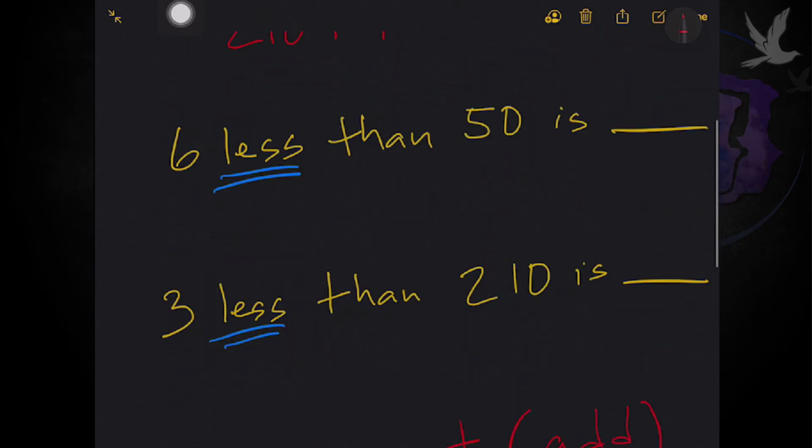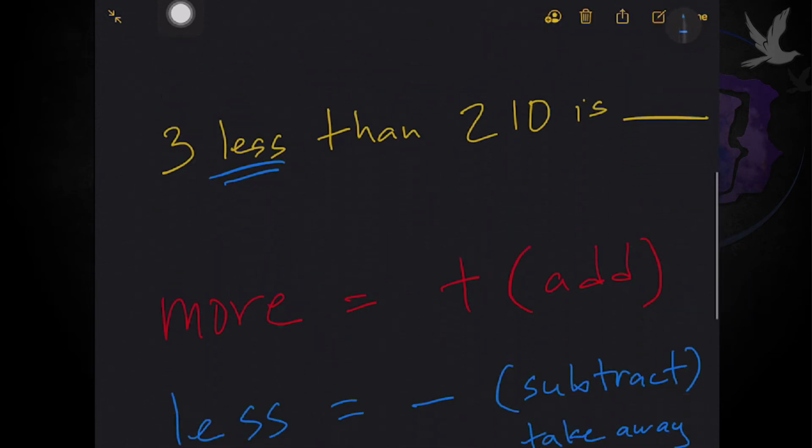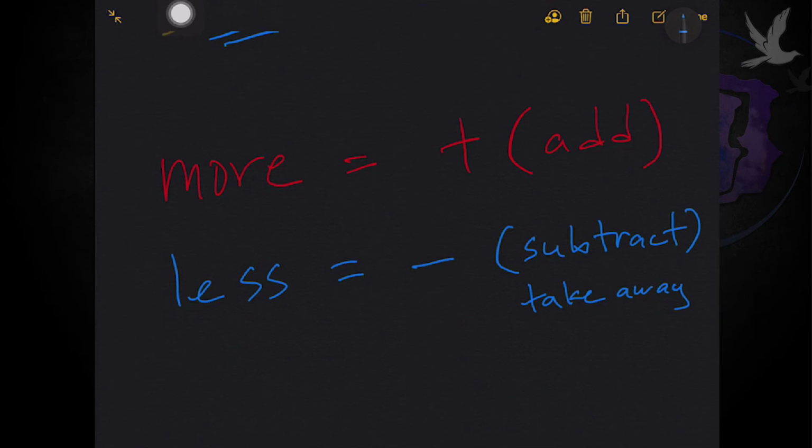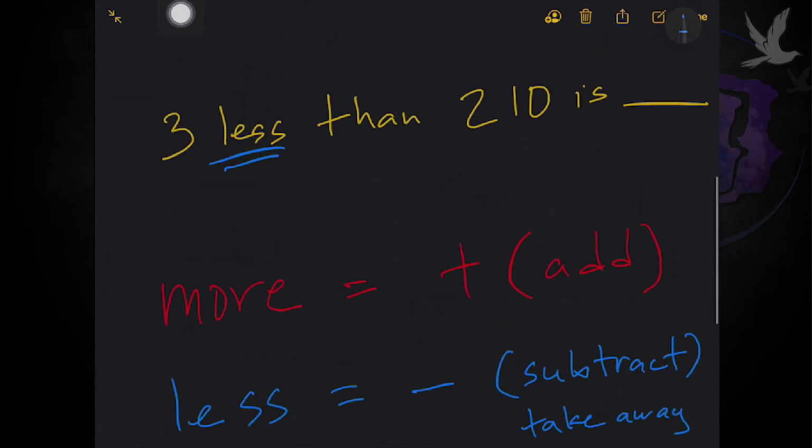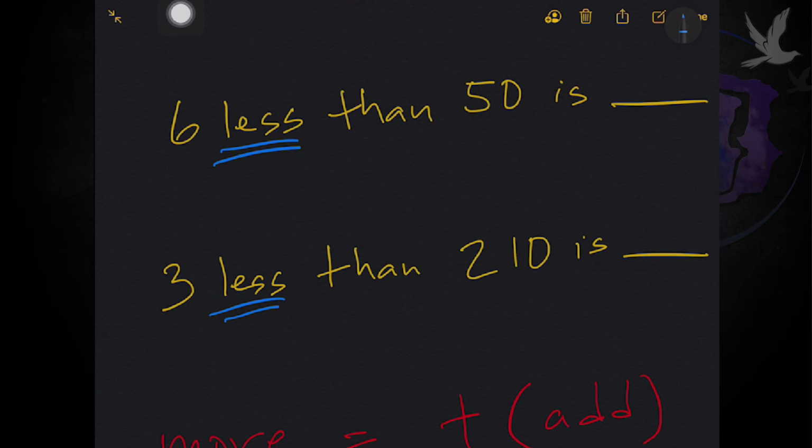Now for less. What do you mean by less? That's what we said earlier. For a single process, it actually depends, because there are certain double process problem solving where sometimes it means the opposite. But for single process, it means less, minus, or subtract, take away. 6 less than 50. So we already have 50 there, and all you have to do is remove 6 from 50. Take away 6. Okay, 50 take away 6.